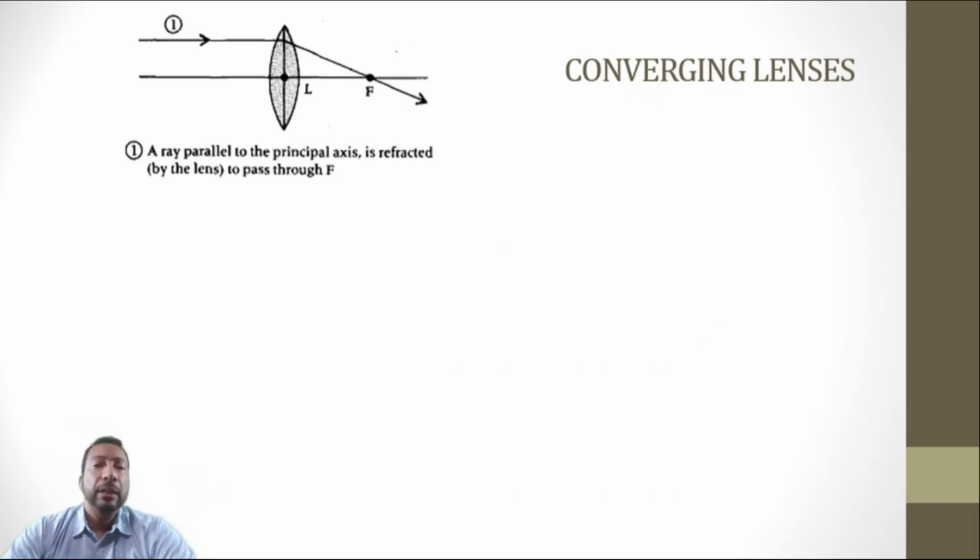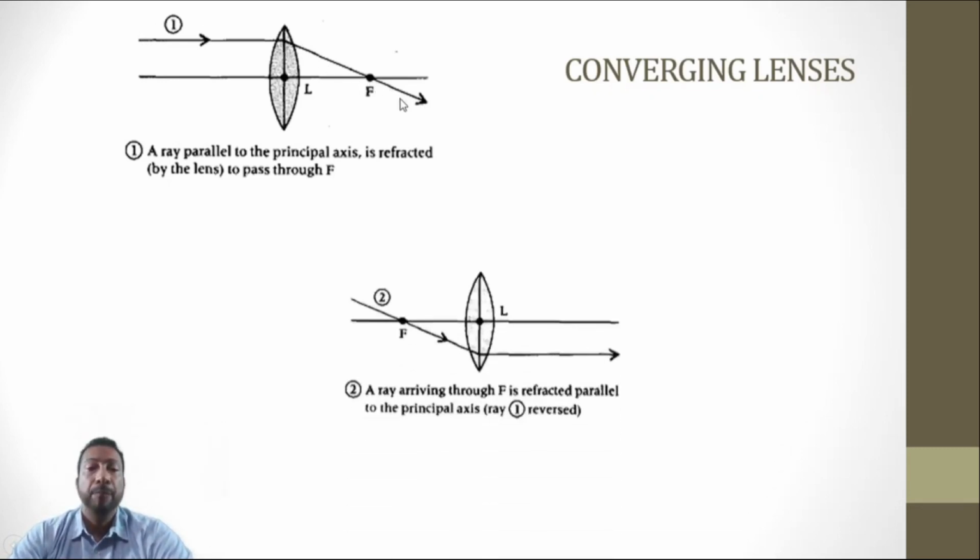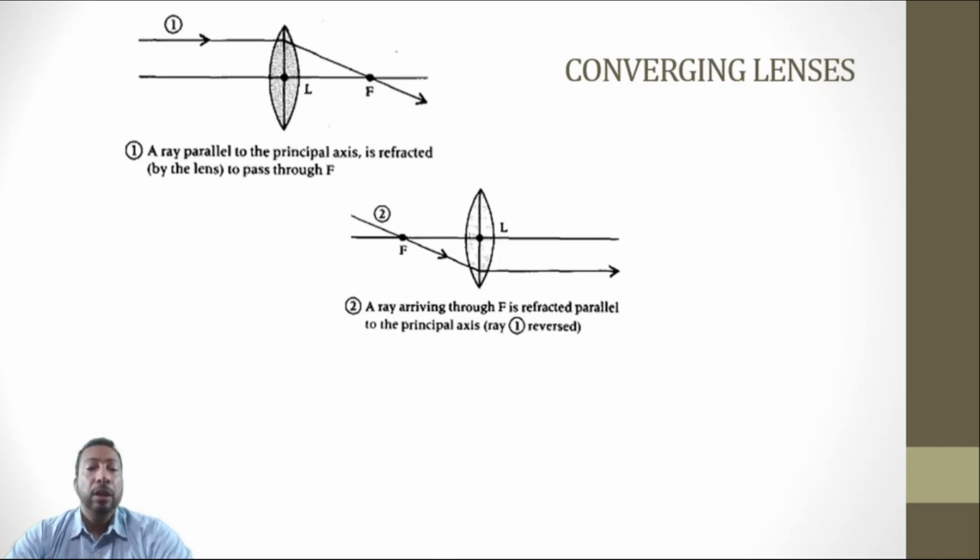This first ray is parallel to the principal axis. Any ray that is parallel to the principal axis will refract in such a way that it goes through the principal focus. In other words, all rays that come in parallel to the converging lens go then through capital F on the opposite side.